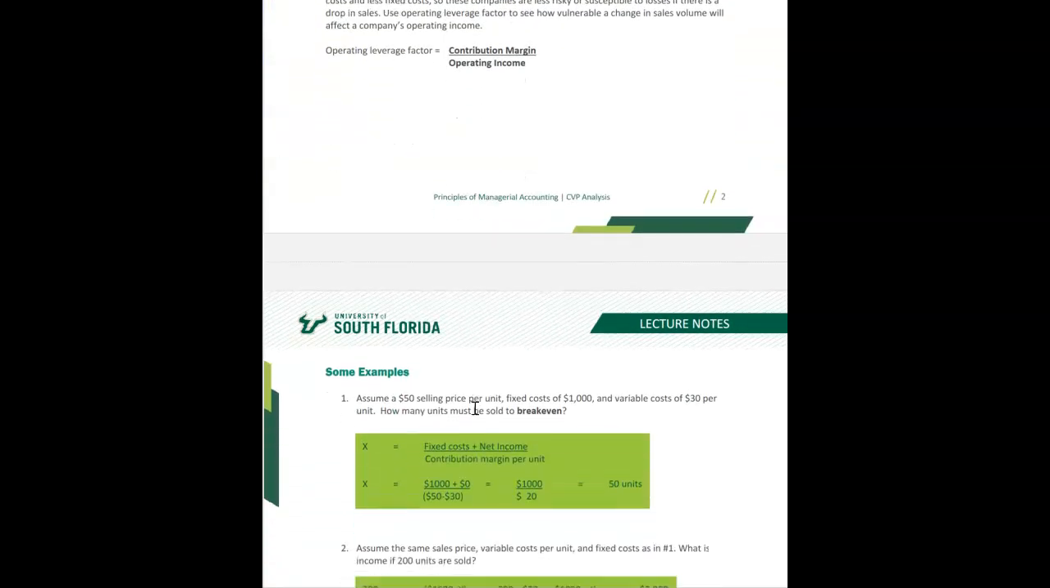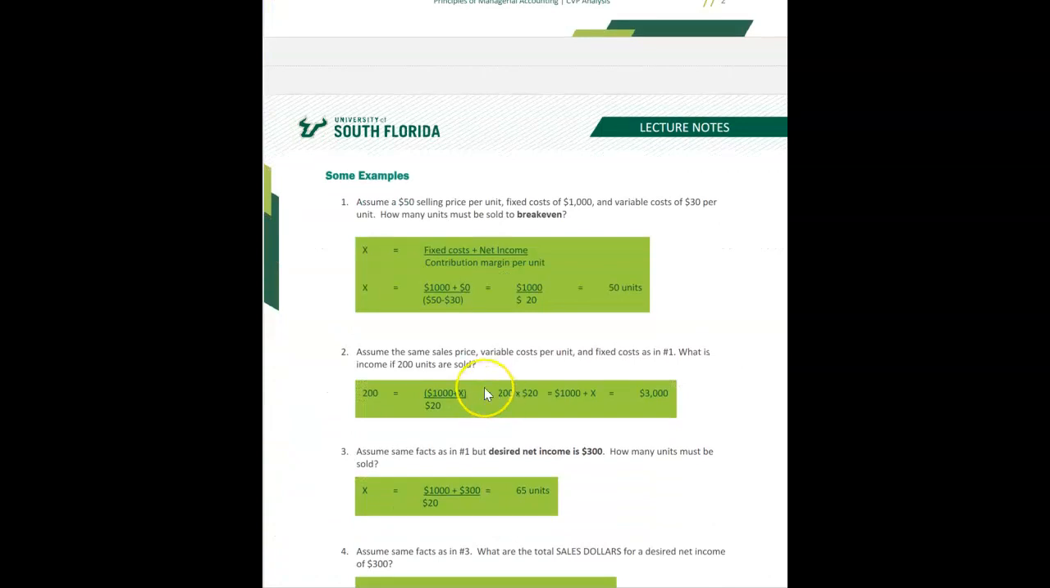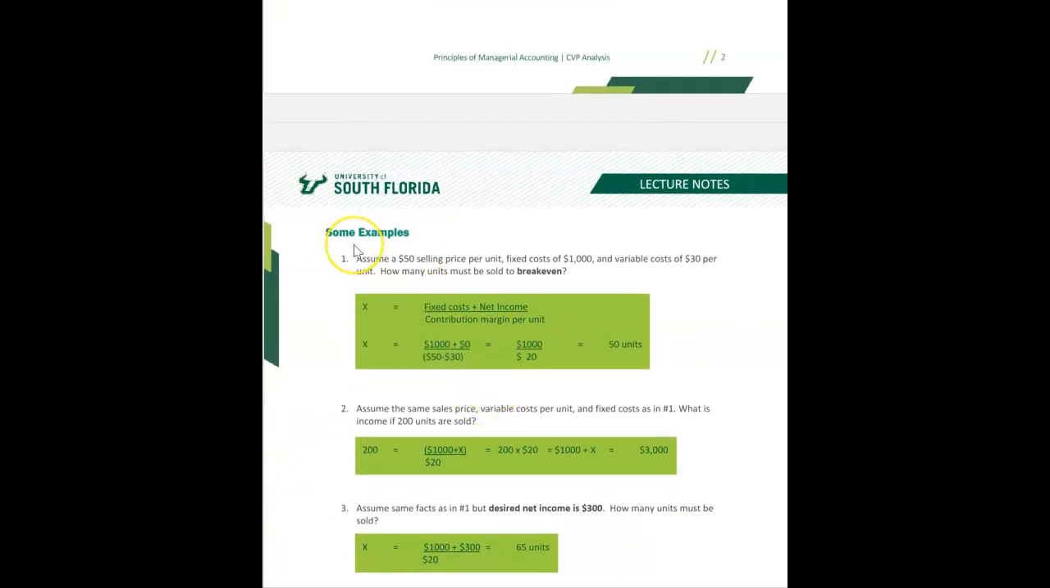Okay, and here are some examples. I don't want to go on too long here. It's just supposed to be an introduction. Assume a $50 selling price per unit. We've got fixed costs of 1,000 and variable costs of 30 per unit. How many units must be sold to break even?